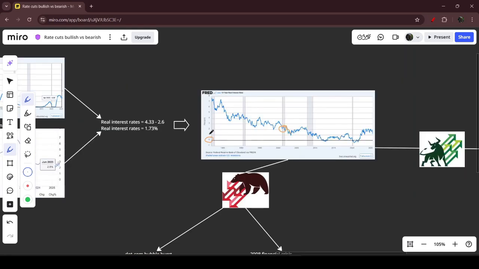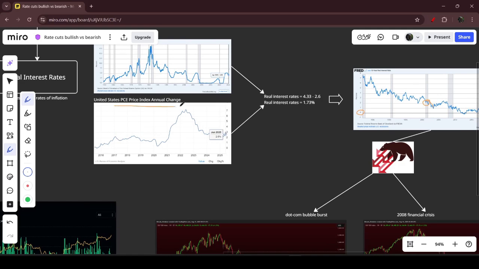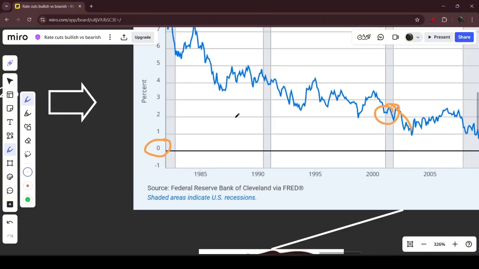The thing is, when you start to cut rates, you actually start to create inflation on risky assets, which can also drive the PCE price index up. And that's why, although the interest rates were going down, the real interest rate was still above zero. And that's exactly why the market kept going down.